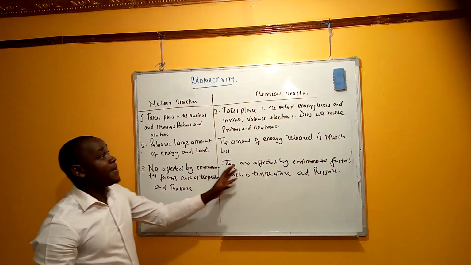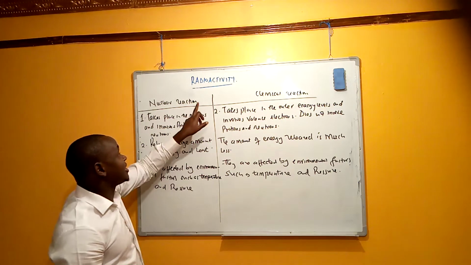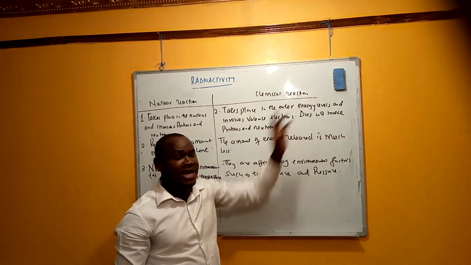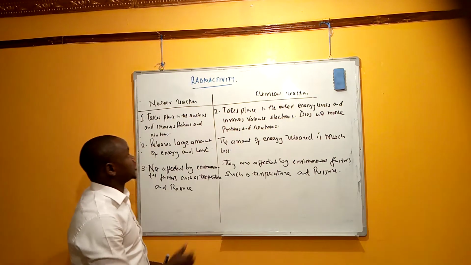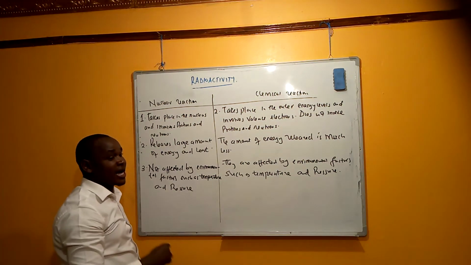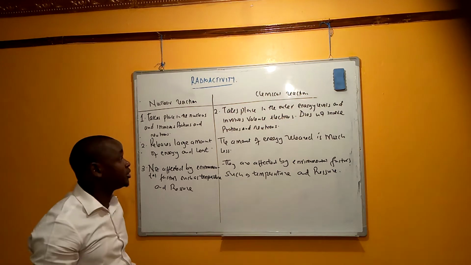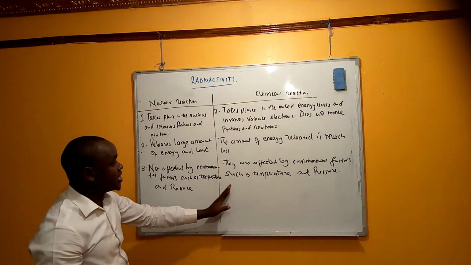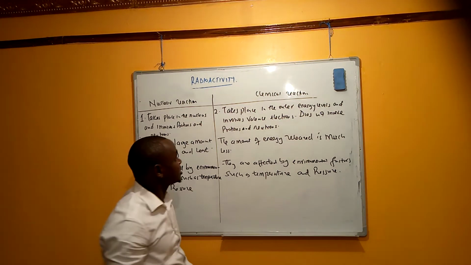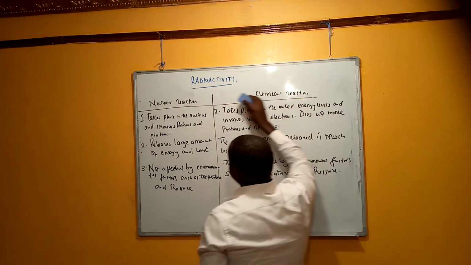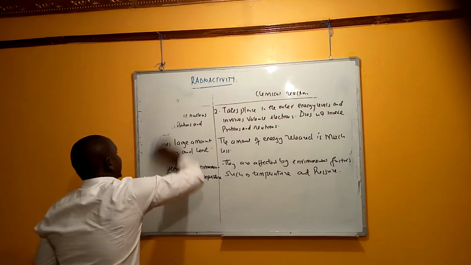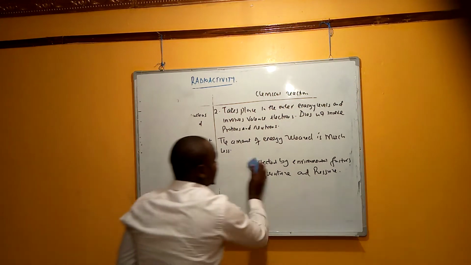So those are the main differences between a nuclear reaction and a chemical reaction. And learner, you should be able to distinguish between the two of them. And if it is an exam situation, you should be able to produce these three differences. Now, let us do a summary of what we have covered so far.